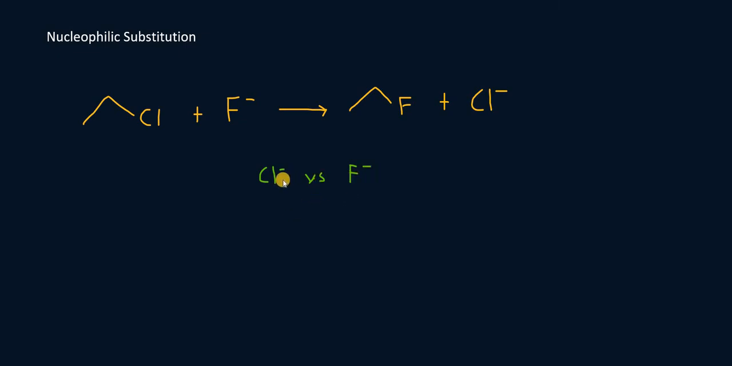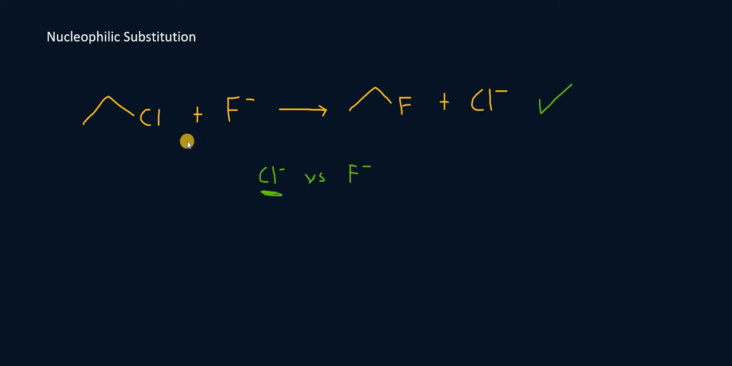Well, remember, F and Cl are in the same column of the periodic table. What matters when you're in the column is size. So which of these is bigger, Cl or F? It would be Cl. Cl has a larger atomic radius. Therefore, Cl- is weaker than F-. So because Cl- is weaker than F- as a base, F- is the stronger base, F is going to replace Cl, and this reaction would move forward. And it's moving forward, like I said, because F- is a stronger base than Cl-, therefore it's going to replace the Cl.